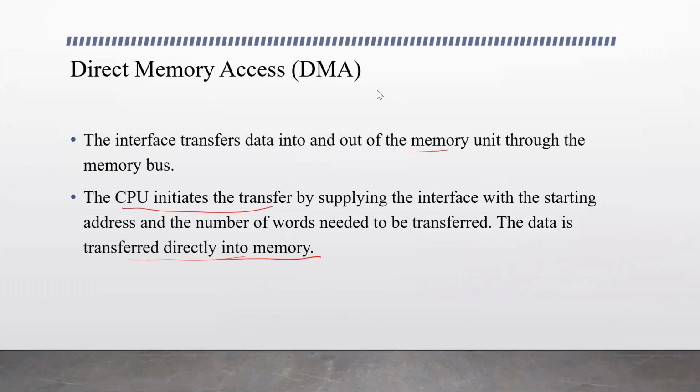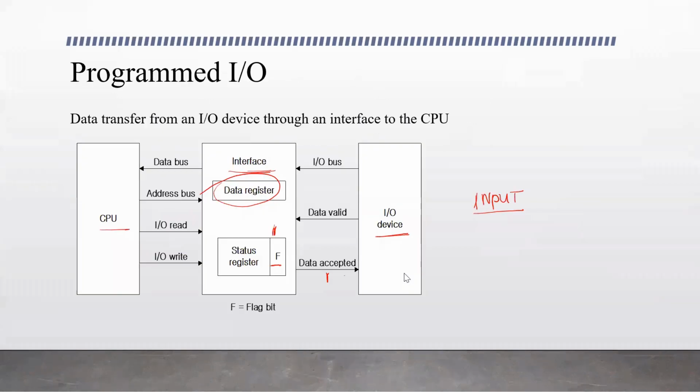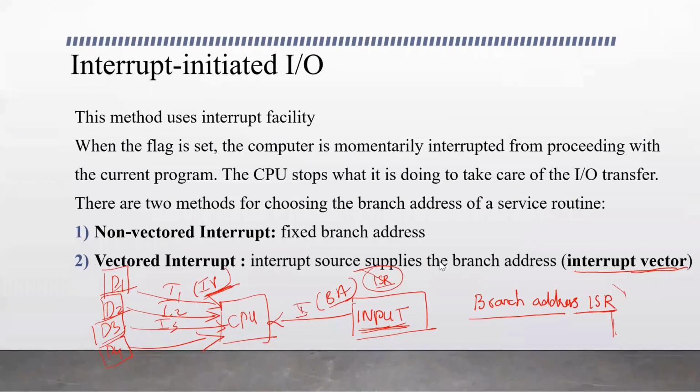And direct memory access. Here the transfer is directly between the device and memory. The interface transfers data into and out of memory, so it is direct memory access. And we have seen this example of programmed IO and interrupt initiated IO.